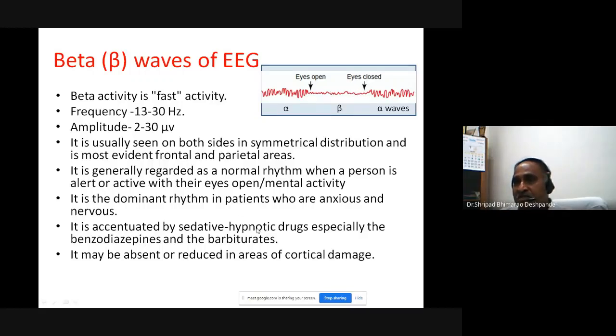So that means in sedative or hypnotic drugs, because that suppresses all these things, especially the benzodiazepines and barbiturates. So these are hypnotic drugs. This becomes accentuated, this becomes larger. That means it becomes alpha waves. It may be absent or reduced in areas of cortical damage. So if there is a cortical anoxia, or a cortical damage, or an ischemia, these waves disappear. That is about the beta waves.